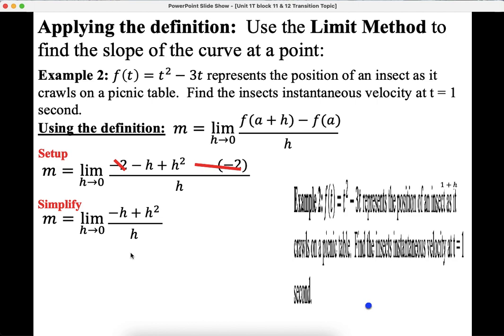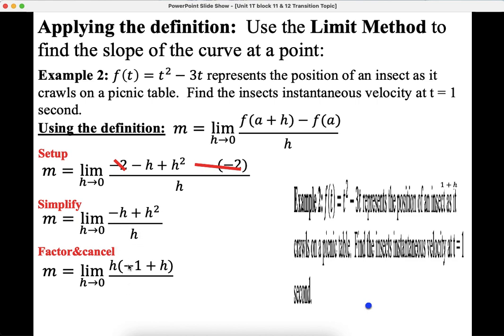Now we have to rely on our limit methods, right? What would we do? We know if we plug in 0, we get 0 over 0. So it's indeterminate. So we need to either factor or use our conjugates or use some trig. And this is a factoring problem. So we're going to factor out an h on the top.